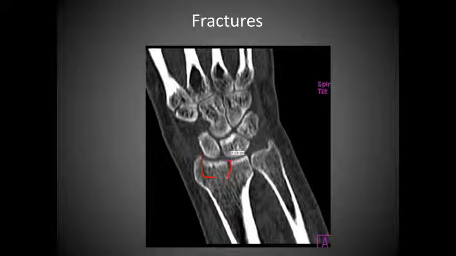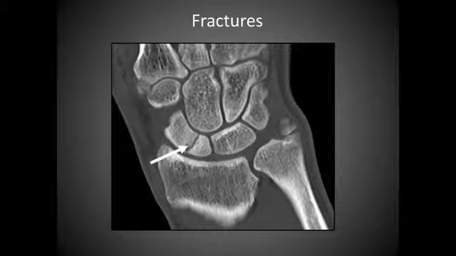Okay, here we have a radial fracture. That's not really displaced very much, but it's still a radial fracture. Here's a scaphoid fracture. Possibly an ulnar styloid fracture as well due to the amount of separation here.